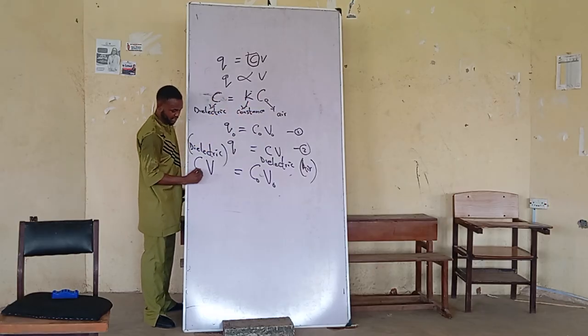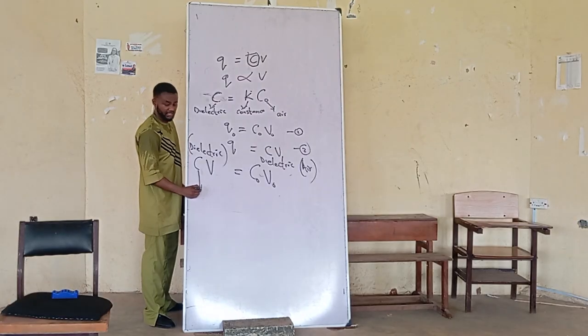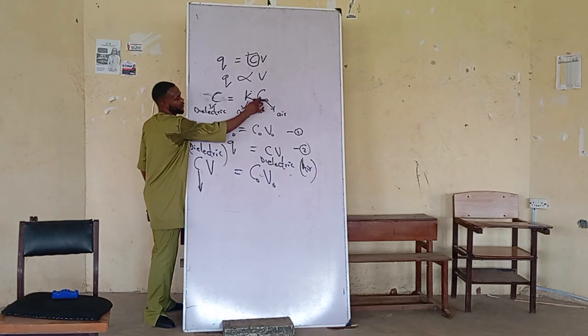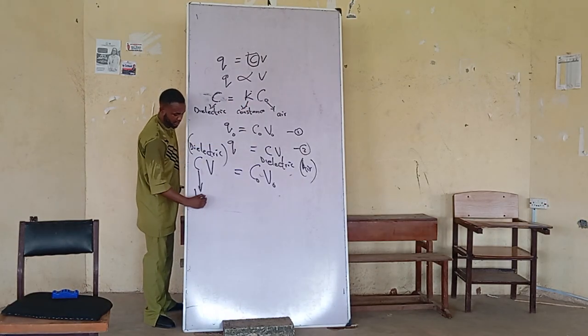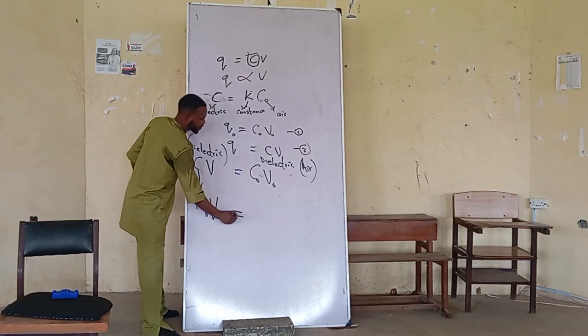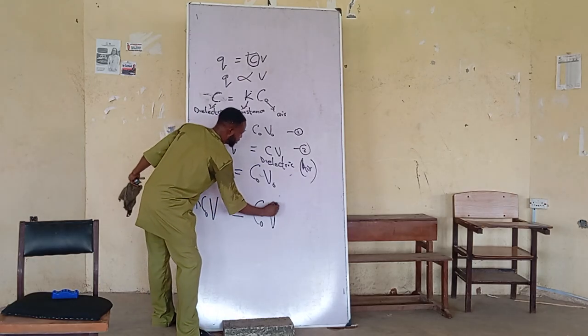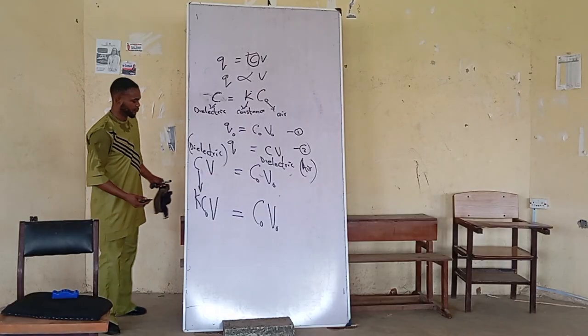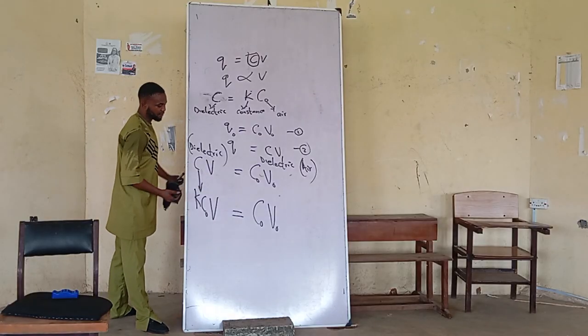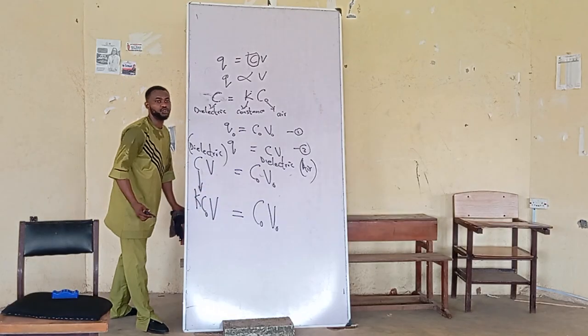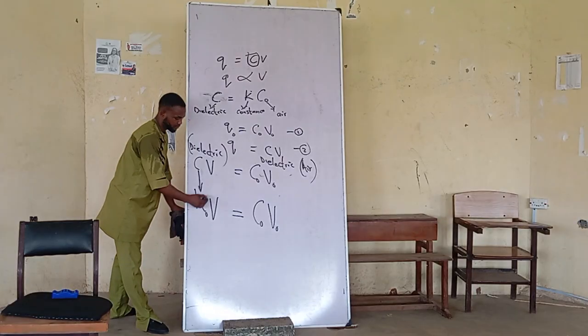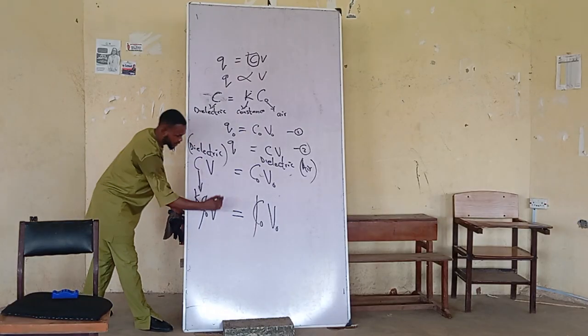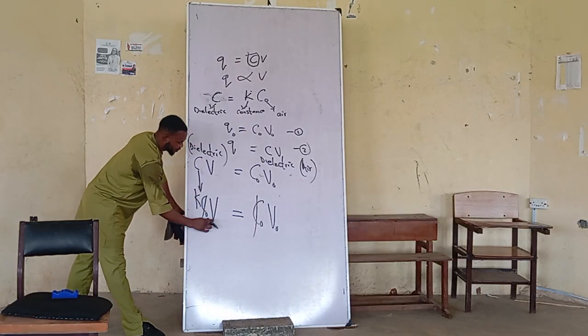So I can place this here with this value, so that I have K C naught V equals C naught V naught. We need to be fast on this. If I have this, you can now very well see that there is something common between the two. What is that? So that I now have, making V subject of the formula.